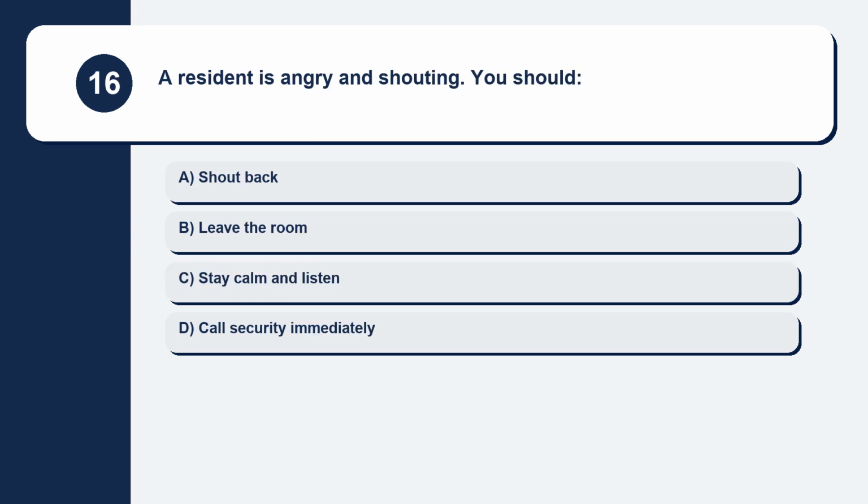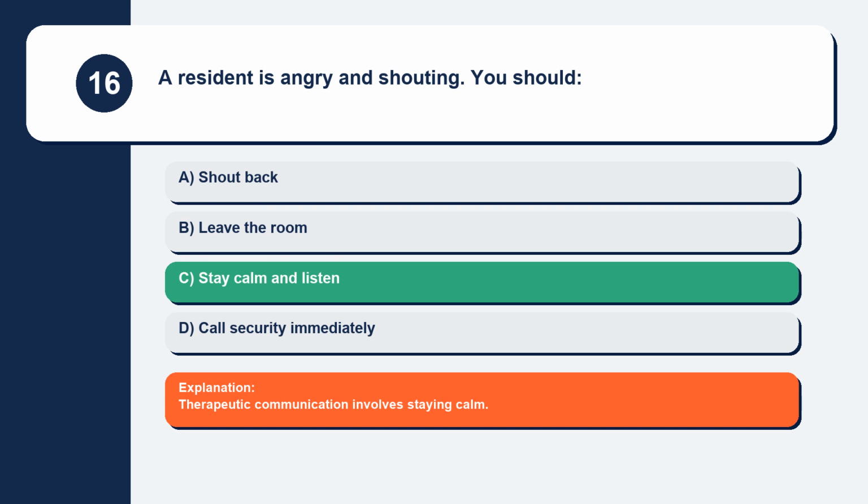Question 16. A resident is angry and shouting. You should shout back, leave the room, stay calm and listen, or call security immediately? Therapeutic communication involves staying calm.